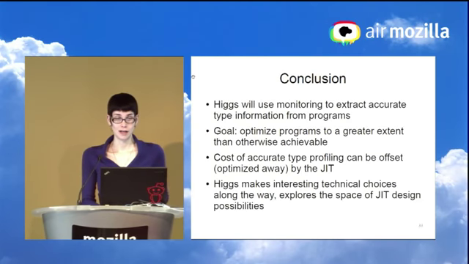So in conclusion, Higgs will use monitoring to extract accurate type information from programs with the goal of optimizing programs, hopefully to a greater extent than otherwise achievable. I am betting on the fact that the cost of accurate type profiling can be offset and optimized away by my JIT compiler. And also Higgs makes some interesting technical choices along the way to further explore the space of JIT design.